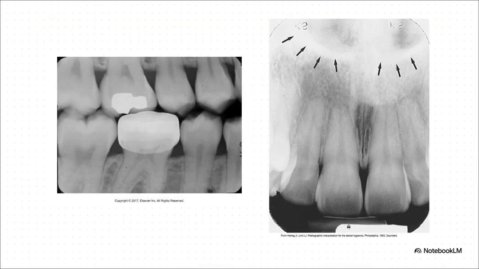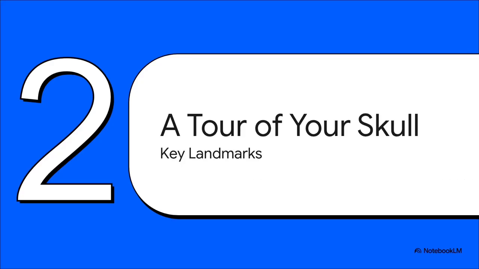And check this out. This is the perfect example. See on the left how those fillings are just glowing bright white? That's because metal is super dense, which makes it very, very radiopaque. Now look at the image on the right. That huge dark space above the teeth, that's your nasal cavity. It's just full of air, which isn't dense at all, so it shows up as this big, dark, radiolucent area. It's really that simple. All right, so now that we've got the lingo down, let's take a quick tour.